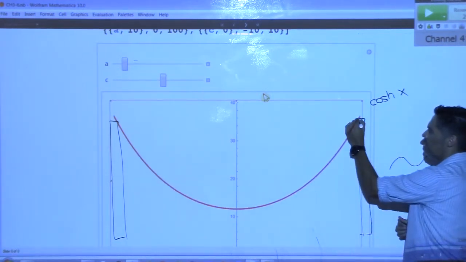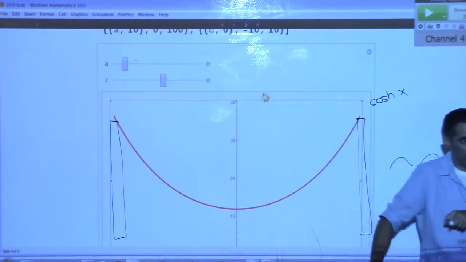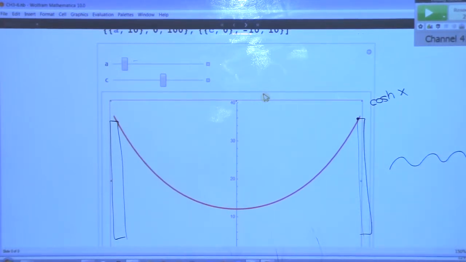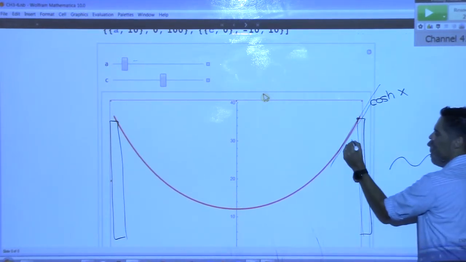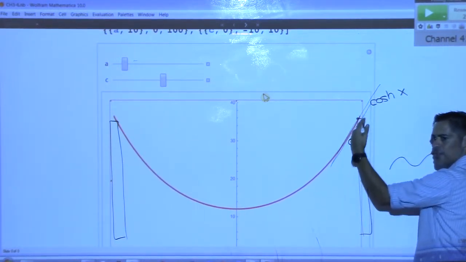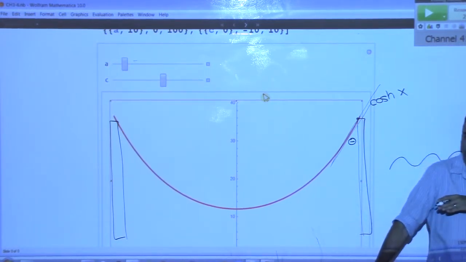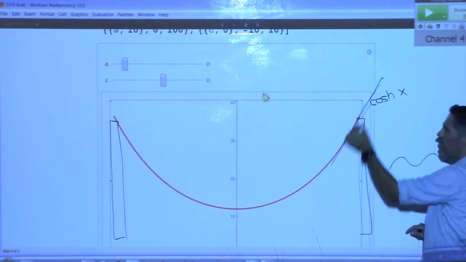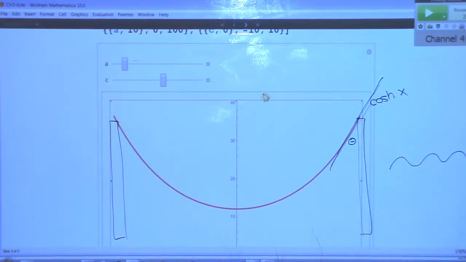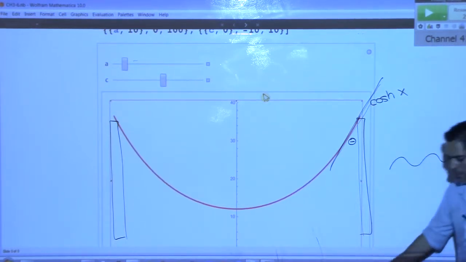Wherever you connect it to this pole, there's going to be a force pulling. It might be worth it for us to know how much force is going to be pulling and in what direction. So wouldn't it be nice to know what that angle is where we're coming in, this angle right here? Yes? Because then we would have the angle, the direction of our force. Well, to find that angle, what we need to do is find the slope of that line. And to find the slope of that line, we just need to take the derivative of the function, right? But what function? Well, a cosine hyperbolic function, not a parabola. Does that make sense?